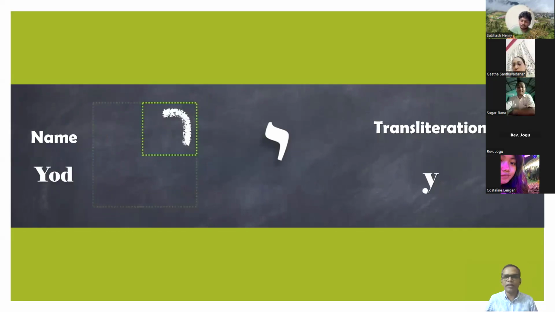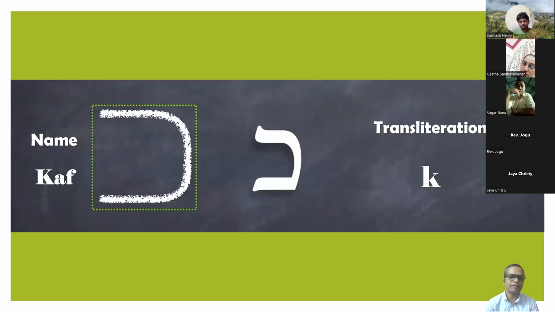So we will see the remaining letters. Few more letters are there. The next letter is Kaf. The name of the letter is Kaf. And you can see the way how it is written down here. Okay, so look at the way how it has been written down inside the box.